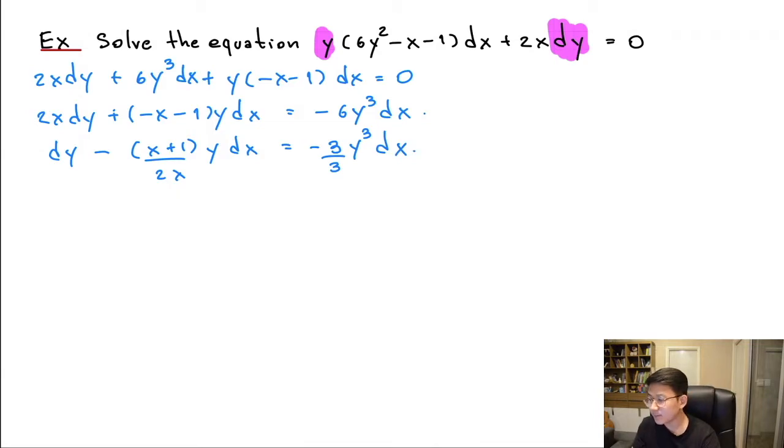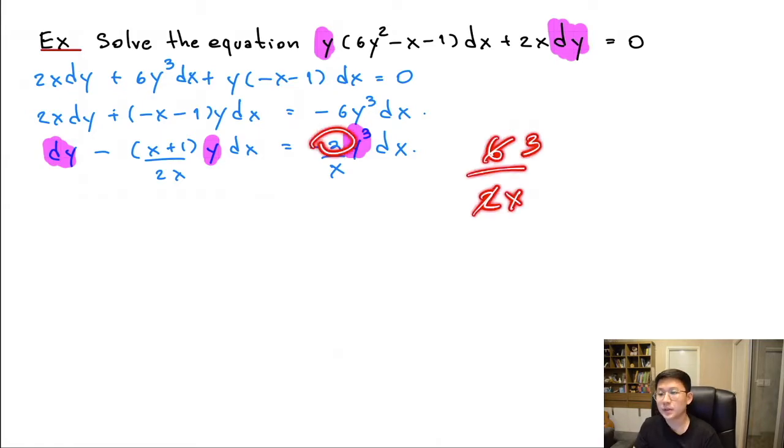So guys, as you can see, I have here the y dy, and I have y cubed. So it is Bernoulli, right? It's a Bernoulli equation. Here is x. It's actually 6 divided by 2x. So it's cancelled out. So I have 3 here. 2 is cancelled out.